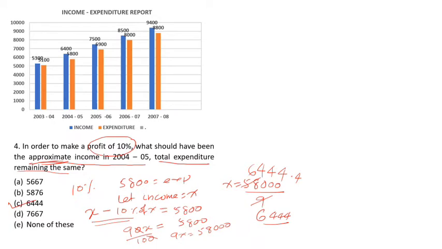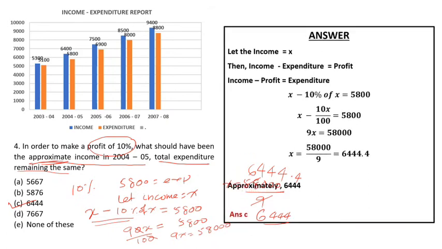So let us check the answer for this question. So yes, 6,444 is the correct answer. And income is x. So we are taking income as x, and income minus expenditure is the profit. So income minus profit will become expenditure. I am taking this profit to this side, so it becomes minus profit. I am taking this minus expenditure to this side, so it becomes expenditure. So income minus profit is equal to expenditure.